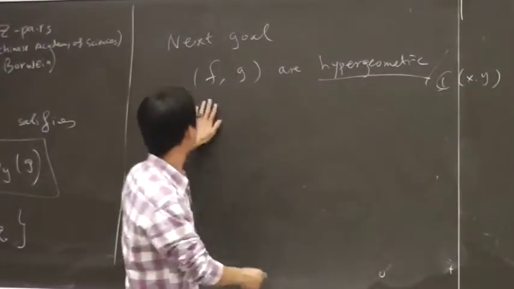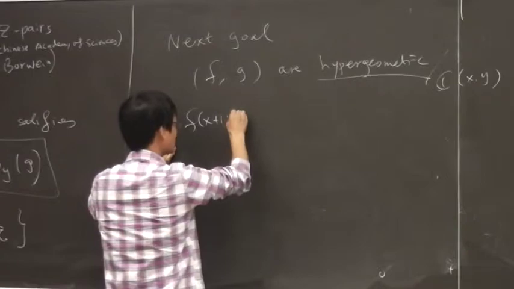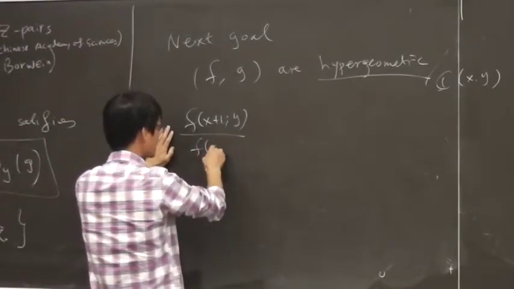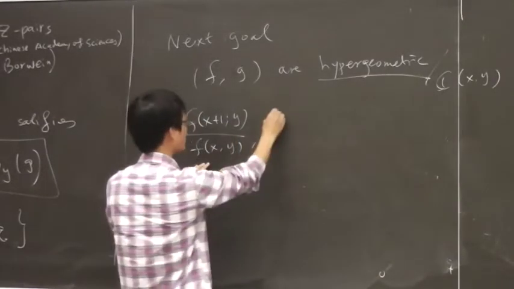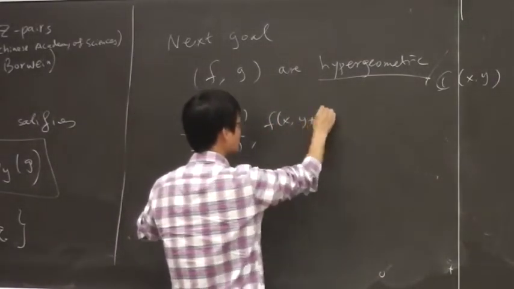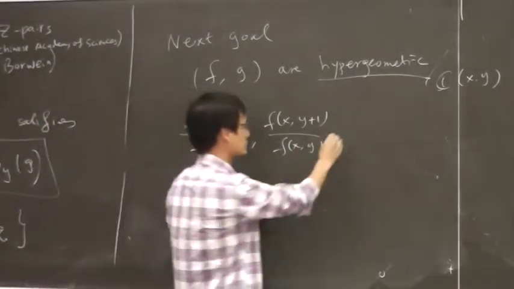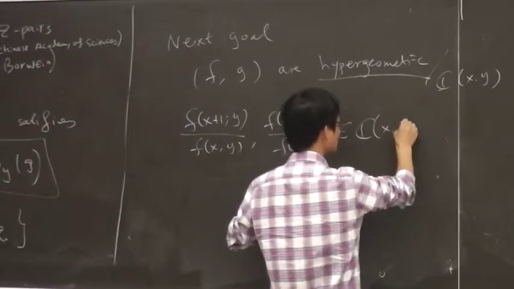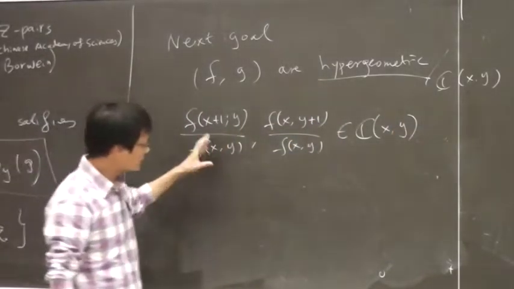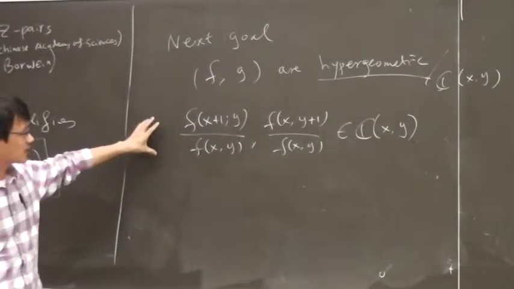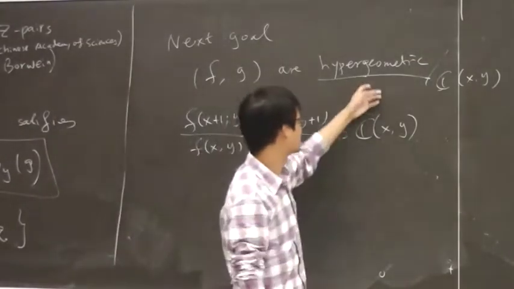So the definition is just you shift this, and then you take the quotient of the shift and f itself, and because there are two variables, you can also shift with respect to y. If both are rational functions, then we call this hypergeometric. And this is actually very useful. Many binomial coefficients are of this type. So that's why this class is very interesting.